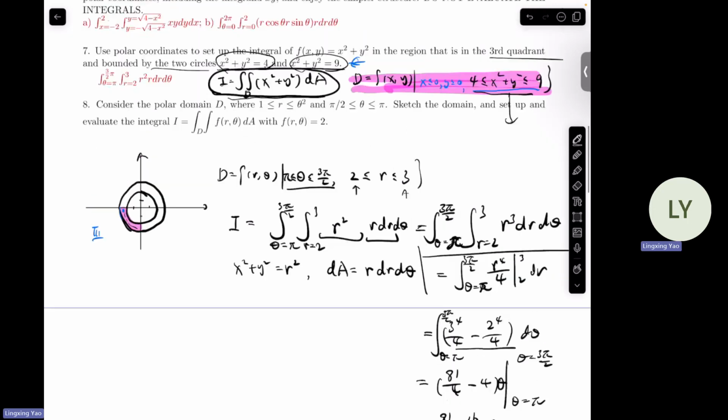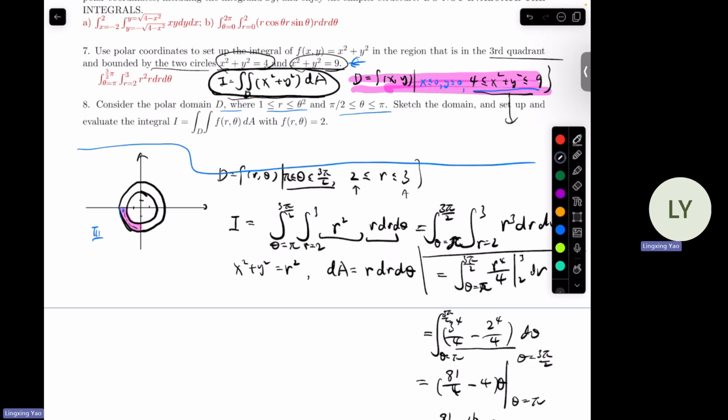All right. Do you want to study question 8? Maybe you can give the answer quickly if you could. How about let's do that. Consider this. Let's sketch the domain, set up, and evaluate the integral. Well, we can evaluate this integral for sure, right? We can set up the integral for sure first.